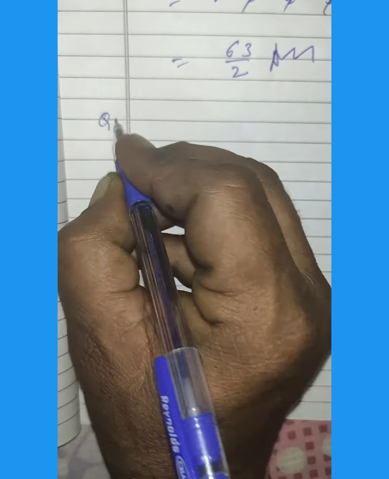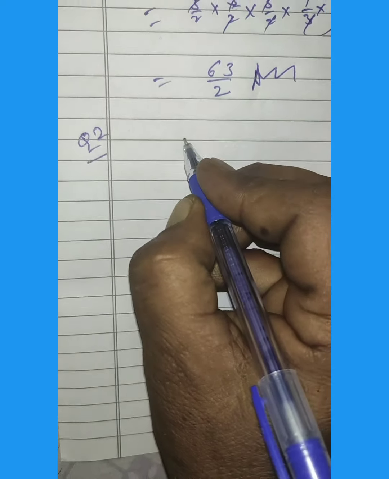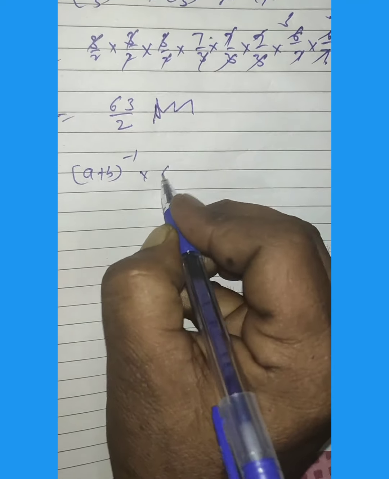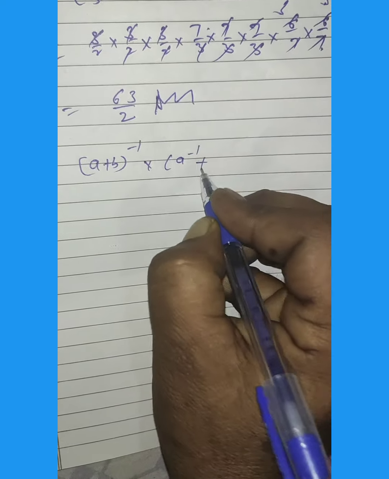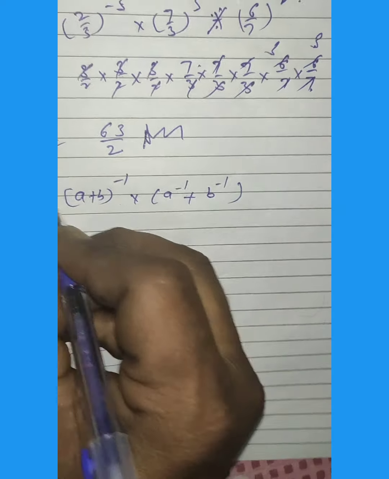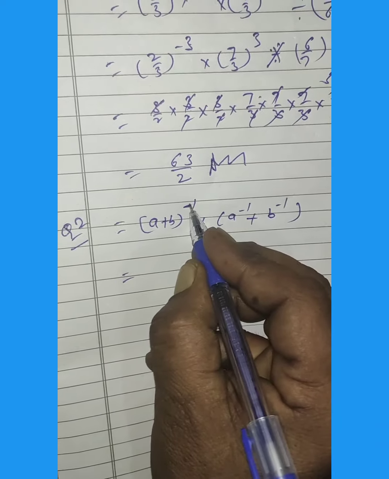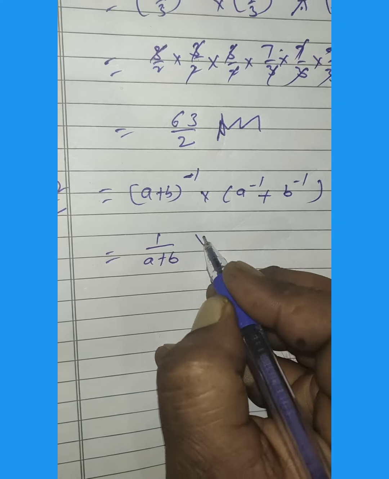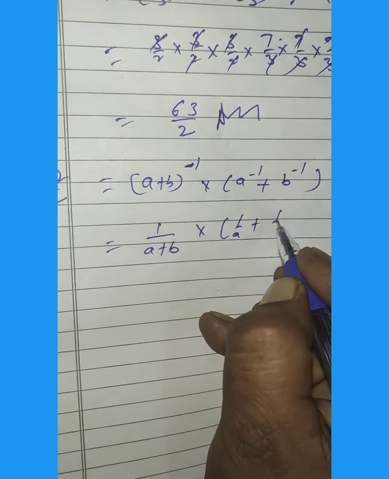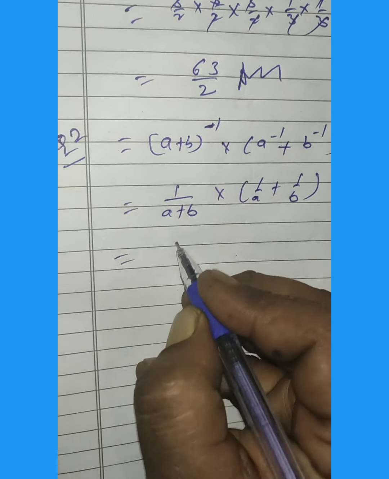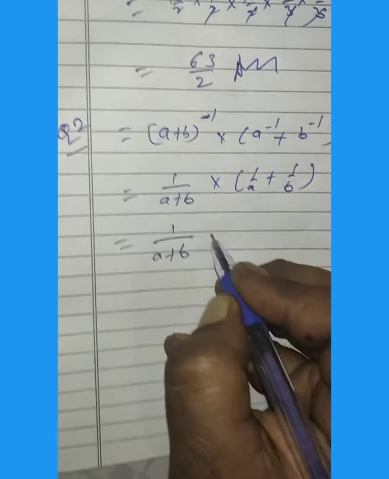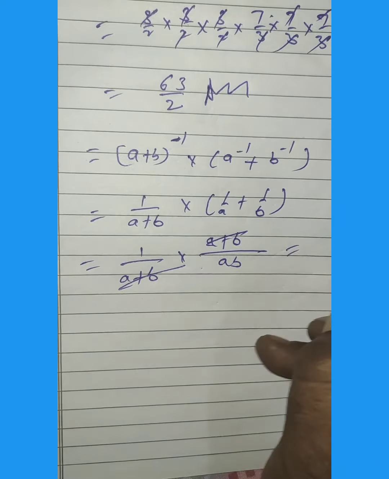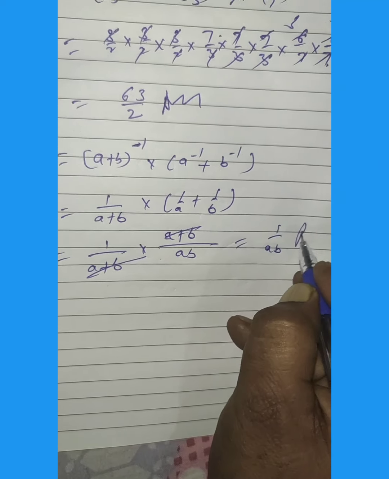Question number 2. A plus B raised to power minus 1 into A raised to minus 1 plus B raised to power minus 1. Solve it. Change this sign. It becomes 1 over A plus B into 1 over A plus 1 over B. 1 over A plus B, take the LCM AB, and it will be A plus B. A plus B will cancel. 1 over AB is your answer.